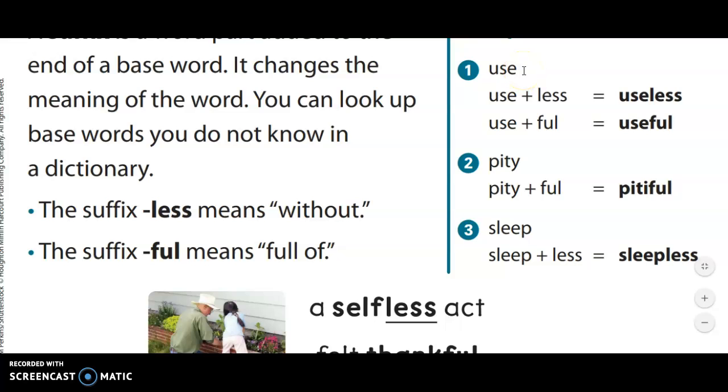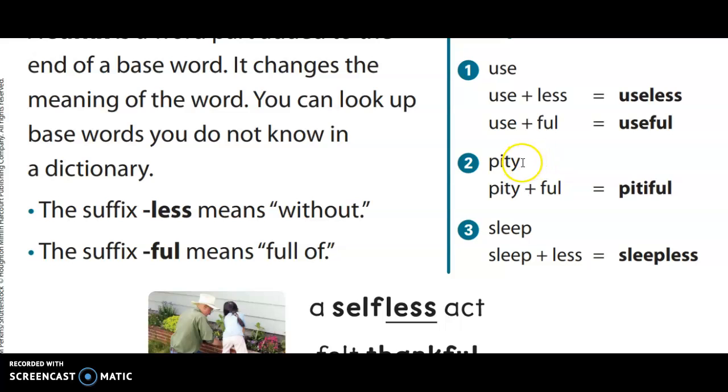Okay, good. So use means it is something that is of value, right? And then useless would mean you don't need it. It's without value. You can't use it. And useful would be just the opposite. If it is useful, the book was useful, that means it was helpful.